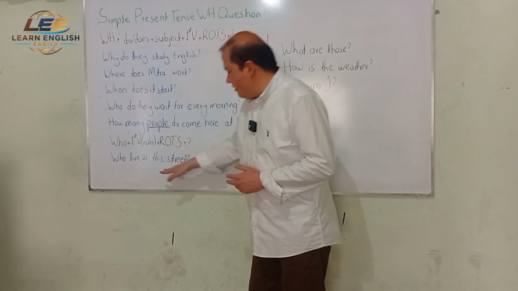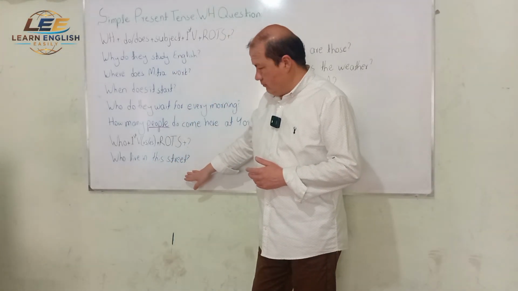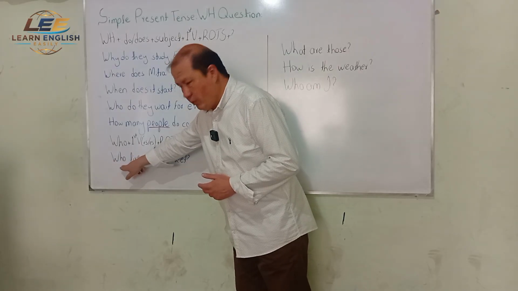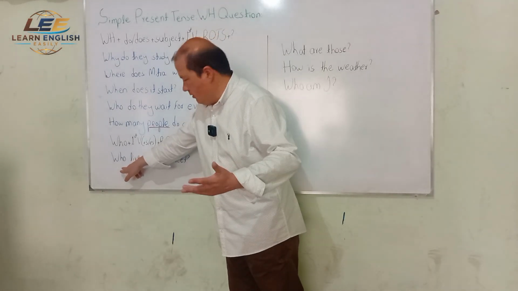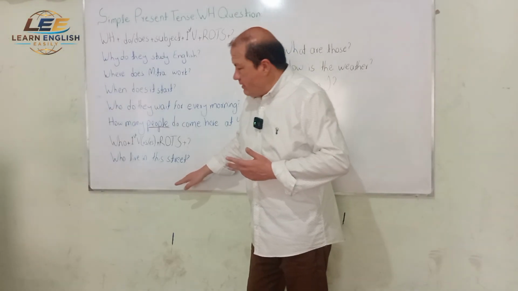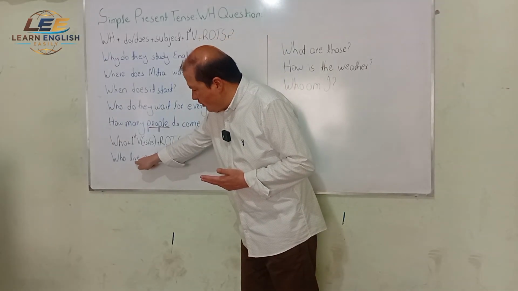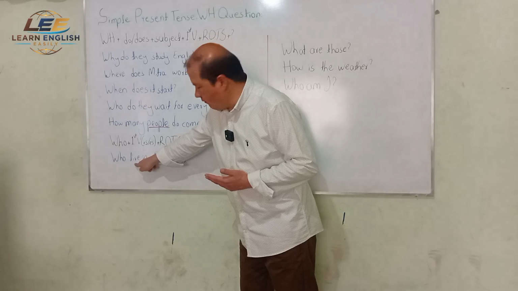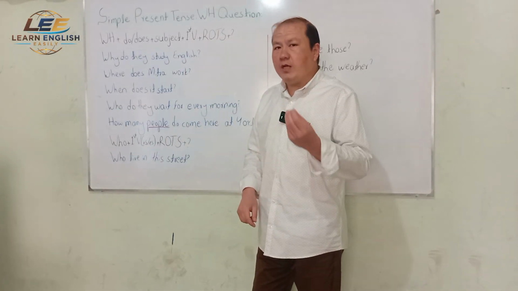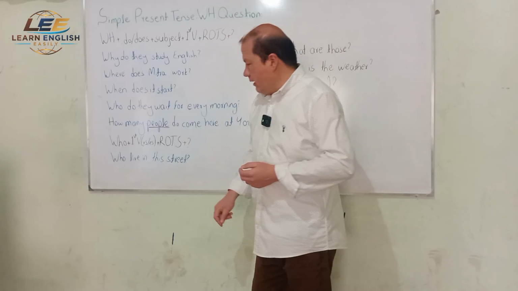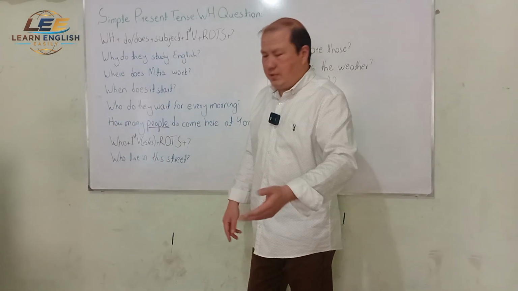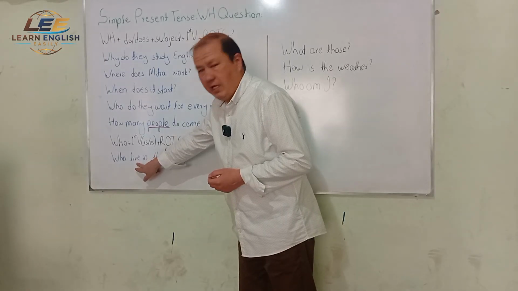Who live in this street? We have who, which is asking about the subject. Live is the verb, and we have the rest of the sentence. It's actually asking about the doer of this action, that who is or are the doer of this action. It is who in the subjective case. Now here, because I'm asking about more than one person, the verb does not have s.